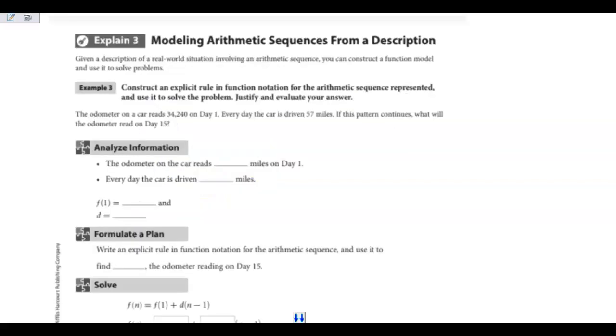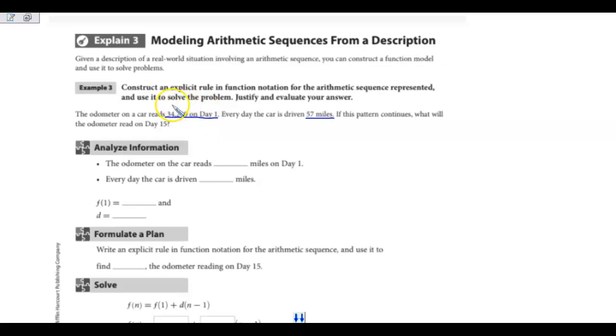Explain 3 says modeling arithmetic sequences from a description. We're going to construct an explicit rule in function notation for the arithmetic sequence represented and use it to solve the problem, justify, and evaluate your answer. So the odometer reads 34,240 on day 1. Every day the car is driven 57 miles. If the pattern continues, what will the odometer read on day 15?